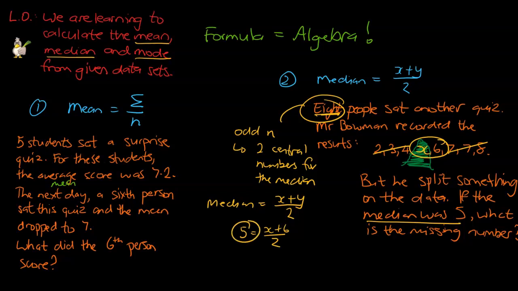So the median was given to us in the question. We were told the median is 5, and we know the 2 central values. So that's going to be 10 is equal to x plus 6, and we're going to go minus 6 minus 6. So x is equal to 4. So that means the missing number, the number that I've covered up with my spill, should have been 4, and that would have given us a median of 5.